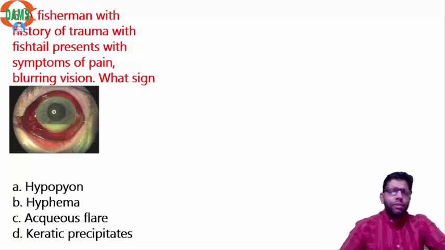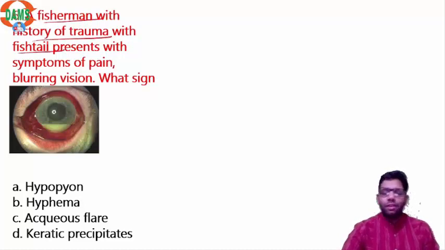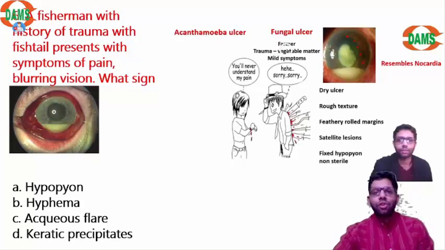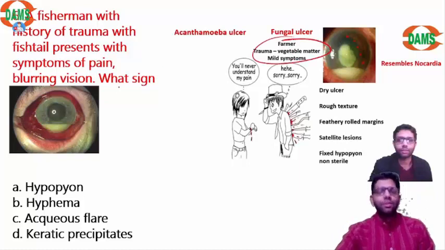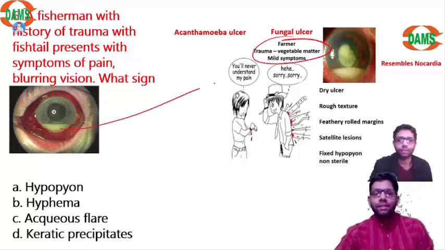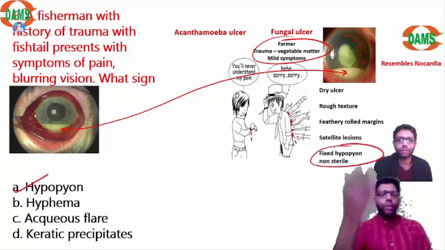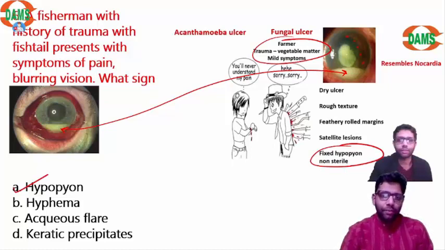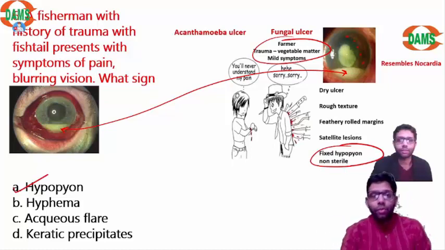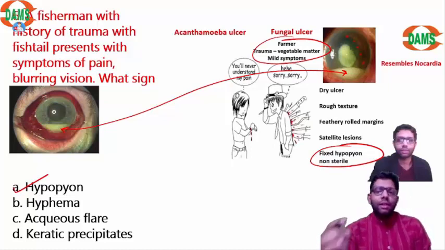Now an image based question. A diffuse slit lamp picture was given to you. A fisherman with a history of trauma with a fishtail. I always say farmer with a history of trauma with vegetable matter, fungal ulcer. This was also a fungal ulcer. What is this sign? Hypopyon. A very easy question. That is pus in the anterior chamber going down. In fungus, it is a non-sterile hypopyon because fungus can penetrate the cornea. That's why in fungus it is non-sterile and fixed. Fixed means high fibrin content. When the patient moves, it will remain in this position.